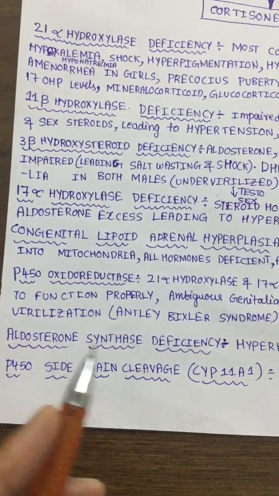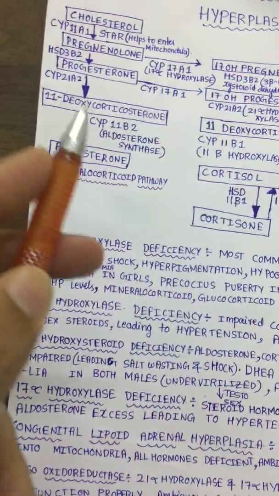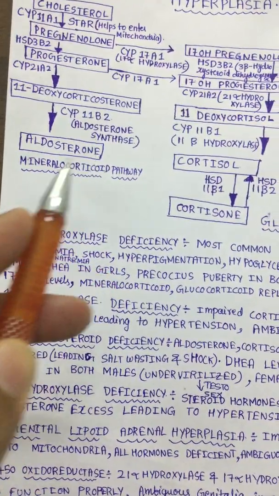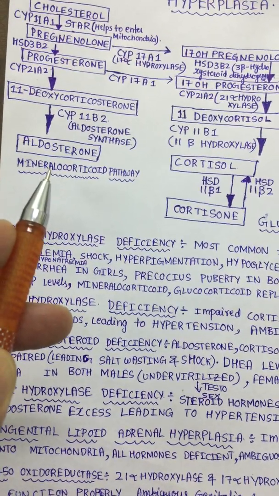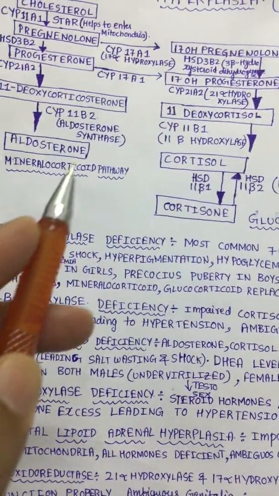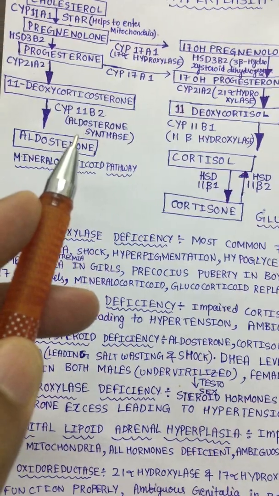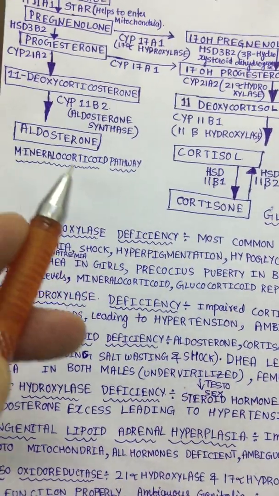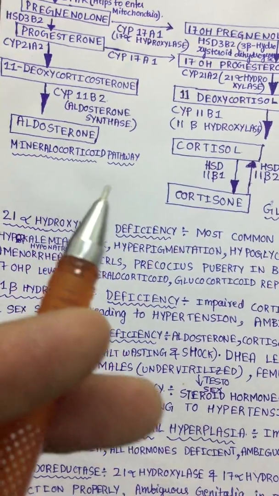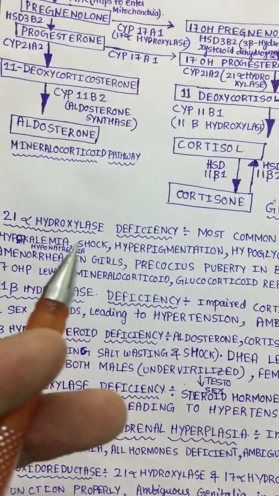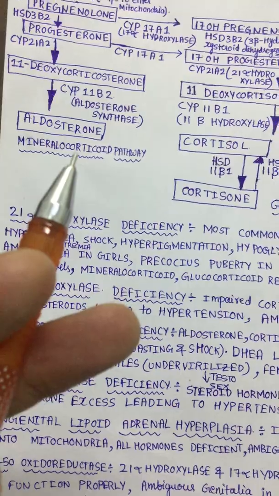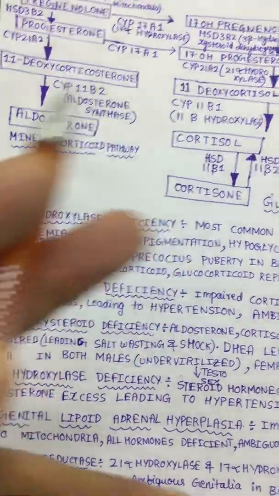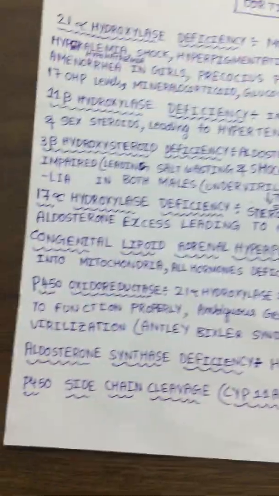Next is aldosterone synthase deficiency. This 11 beta hydroxylase 2, called aldosterone synthase, helps in the synthesis of aldosterone. Because aldosterone is not synthesized, there will be hypotension, hyperkalemia, metabolic acidosis, and salt and water loss. Okay, this is aldosterone synthase deficiency.